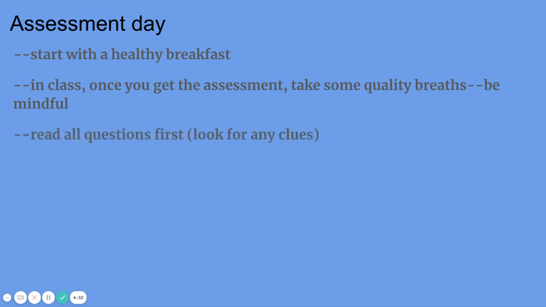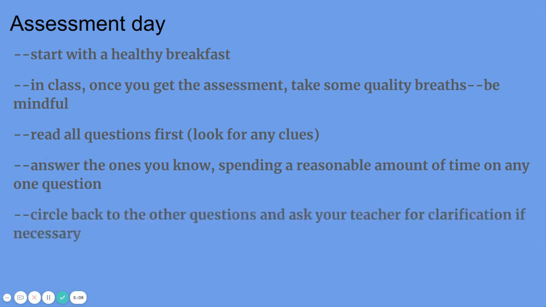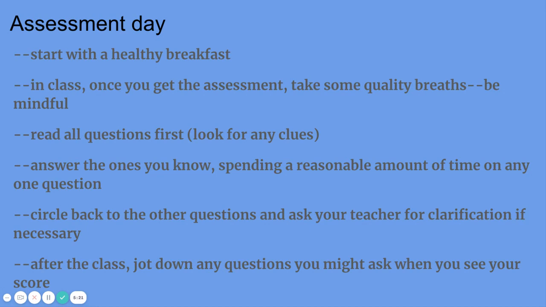And then read all the questions first, just like the review. Look for any clues. Sometimes question 1 may relate to question 7, which has the answer. So look for any clues, and then answer the ones you know, spending a reasonable amount of time on any one question. Then circle back to any other questions to answer. And if you can't figure out a question, maybe you need clarification, if necessary. Once you're done with the assessment, jot down any questions you may still have that you might ask when you see your score.